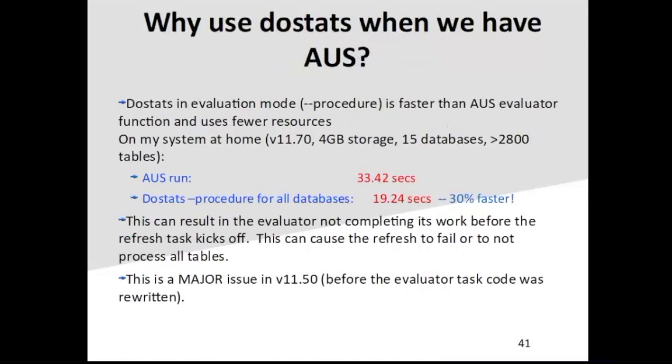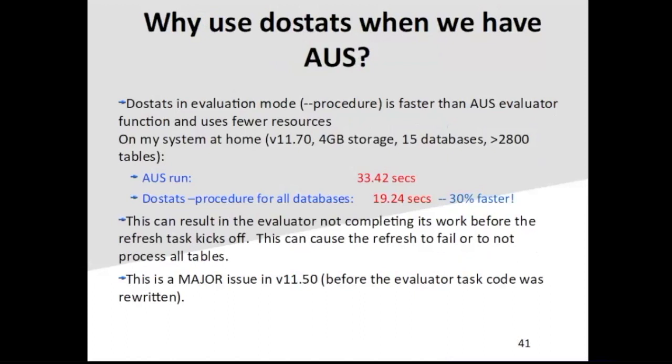So why do this? Why replace AUS with DoStats? Because as I said, even in 11.70 and 12, DoStats is a faster evaluator than AUS and does use fewer resources, and the resources it uses are not inside the database. So it's not keeping your CPU VPs busy doing the calculations. It's doing it external to the database, where it might be running on additional cores that are not available to the engine. You might even be running DoStats on a separate system. So it might have almost no impact on the server at all.